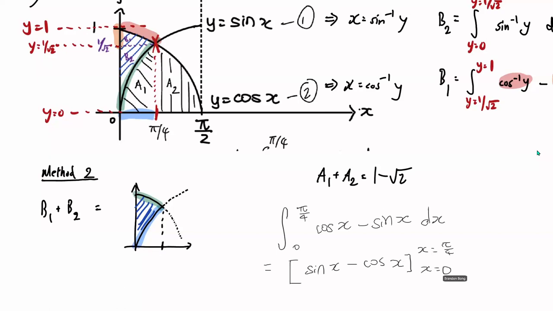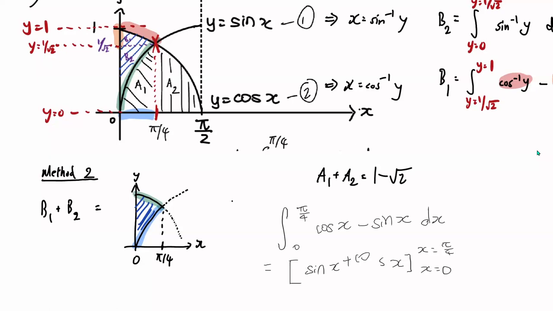Piece 0 to pi over 4. Okay, very good. So in this case, be careful. No, integrate sin x. Yes, there'll be a double negative. Always double check by differentiating. Differentiate sin x, you get cosine x. Differentiate positive cosine x, then you get negative sin x in the integrand.